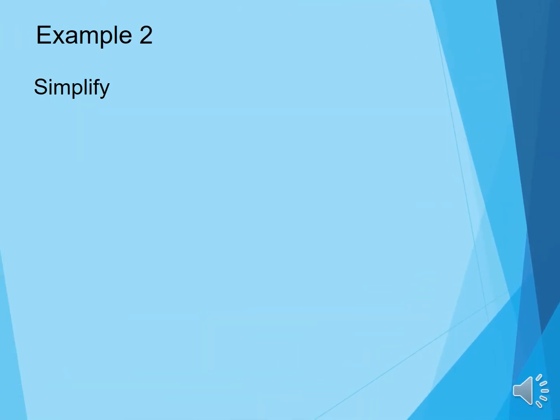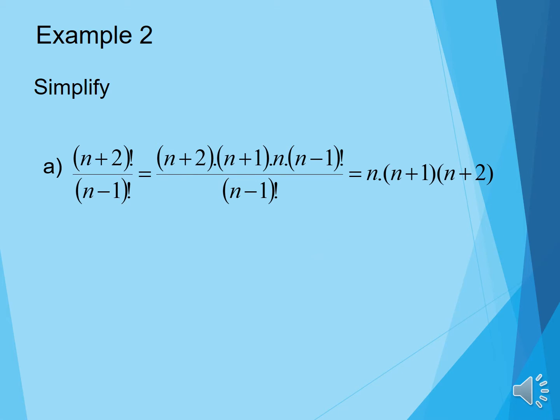Example 2. Simplify n plus 2 factorial over n minus 1 factorial. n plus 2 factorial is equal to n plus 2 times n plus 1 times n times n minus 1 factorial over n minus 1 factorial. Simplify the n minus 1 factorial and the answer is n times n plus 1 times n plus 2.